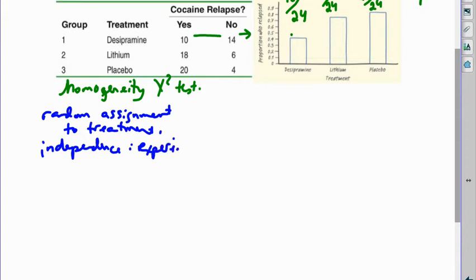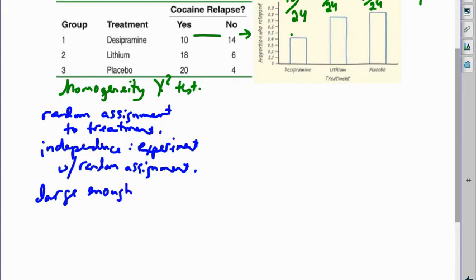Experiment with random assignment. That's actually enough to achieve independence. And then we need to be large enough, with our expected counts greater than or equal to 5. Now I know that this is going to be a situation where we reject.